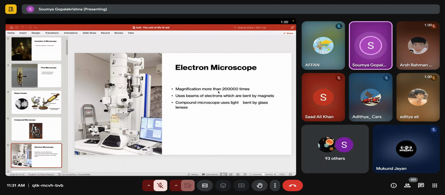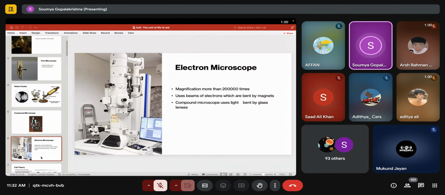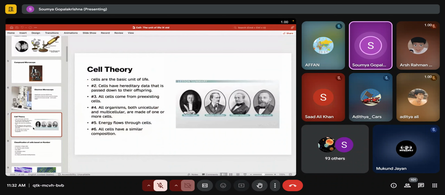Another difference is the magnification is about 2 lakh times. There's a place where you keep the specimen, and this is connected to a computer monitor. So the magnified object can be seen through the monitor. Viruses and cell organelles can be seen only through an electron microscope. So these are the microscopes which are used to study cells.